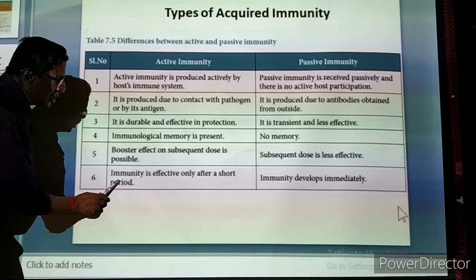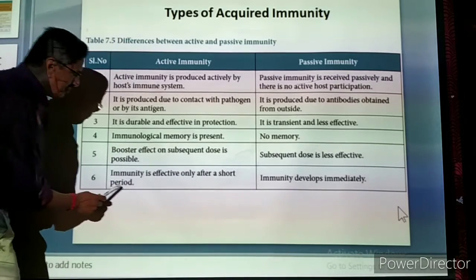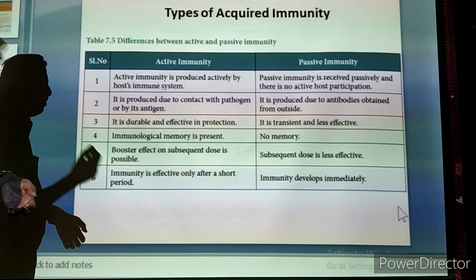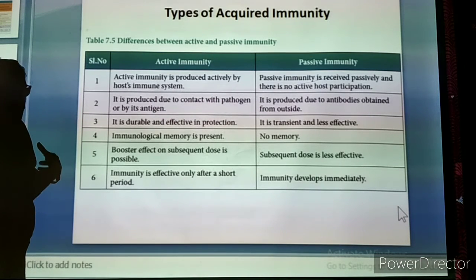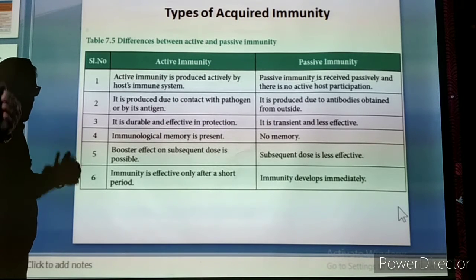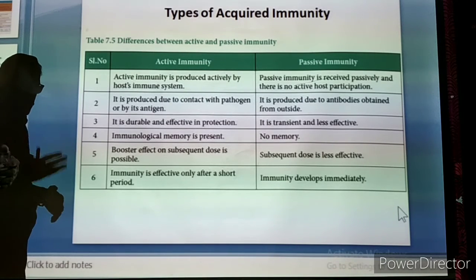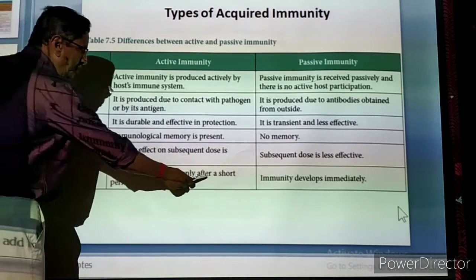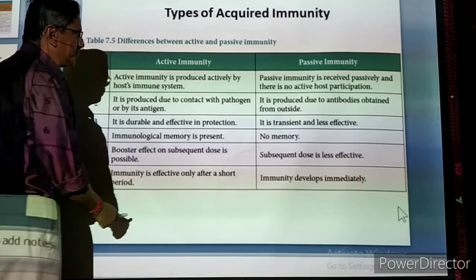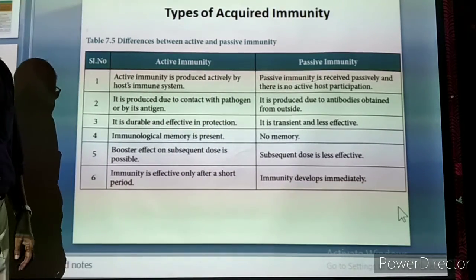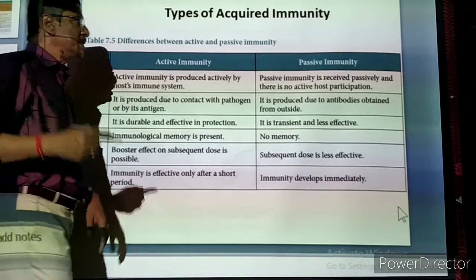The last one, immunity is effective only after a short period of time. As I told, when the dose is first given or when the microorganisms first enter, that immunity will not be very effective. It is only starting to prepare. So it will take some time, maybe 5 days, 6 days, 1 week or 10 days. After that it will become more effective. That window is very short and it becomes less effective, so then passive immunity we have to take. It is quick immunity, but it is coming from outside.